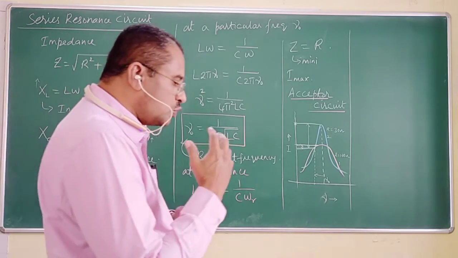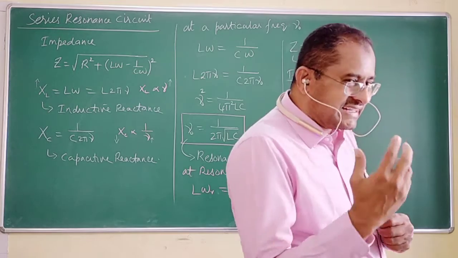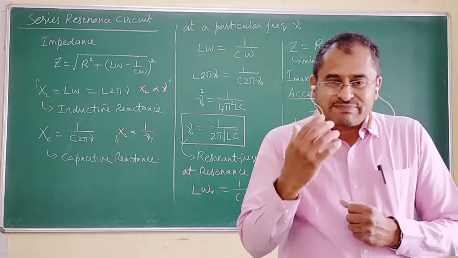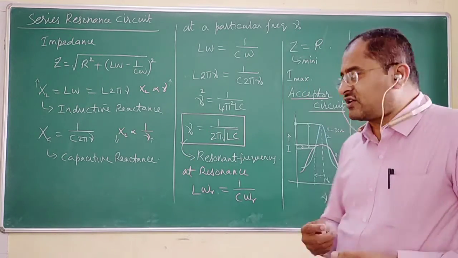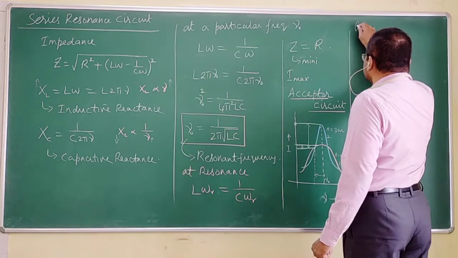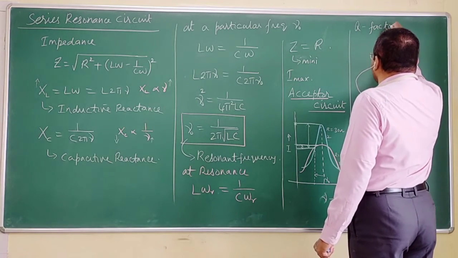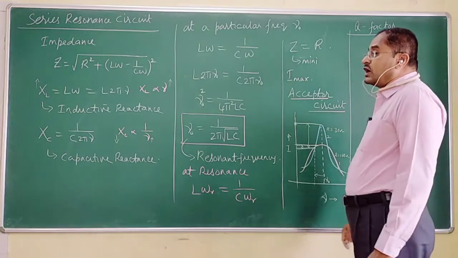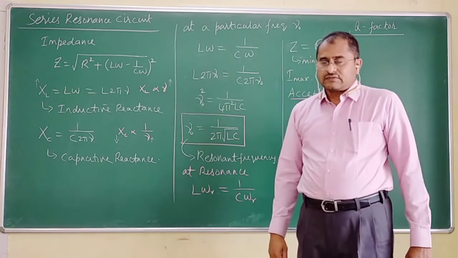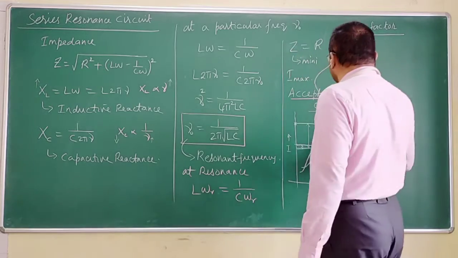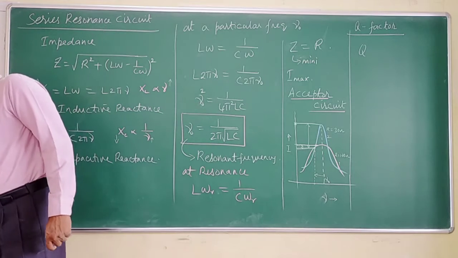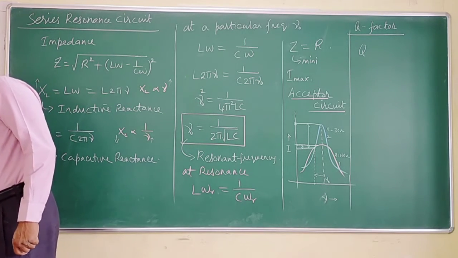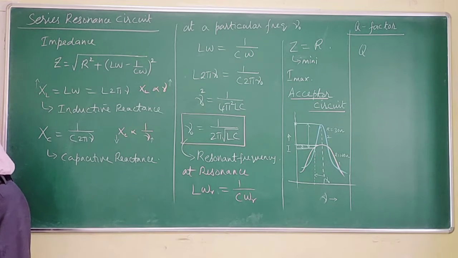Mathematically, to analyze the sharpness of resonance of an LCR circuit, we depend on a factor called the Q factor, also known as the quality factor. How do we define it? The Q factor or quality factor defines the sharpness of resonance.